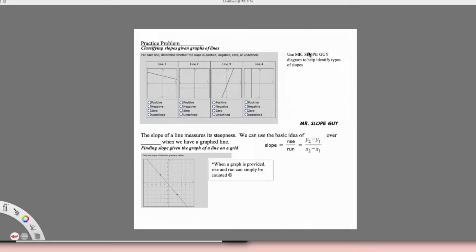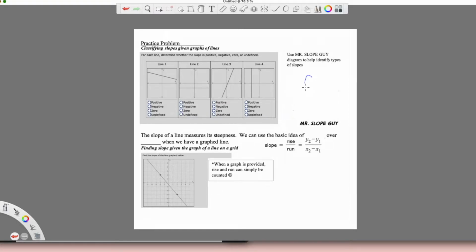So one of my favorite ways to remember classifying slope is to use Mr. Slope Guy or Slope Man. I've heard it both ways, it just depends on what you call him. Could be slope person if we don't like the guy thing. So we're just going to draw a face. Just draw an oval like this. And then we're going to add some features to this person.